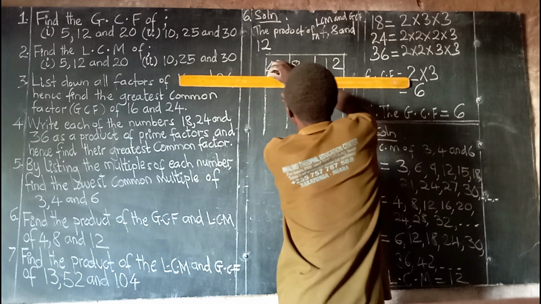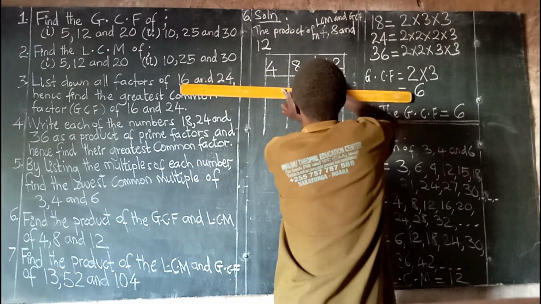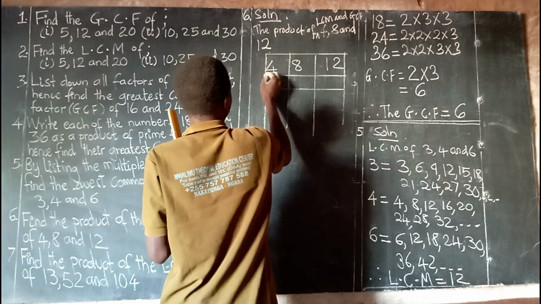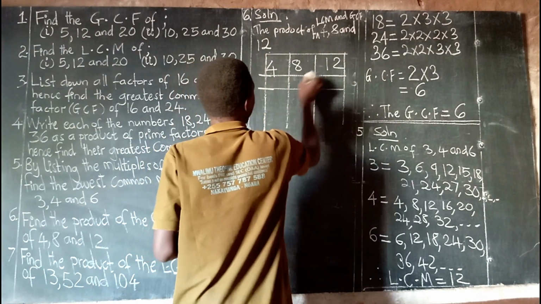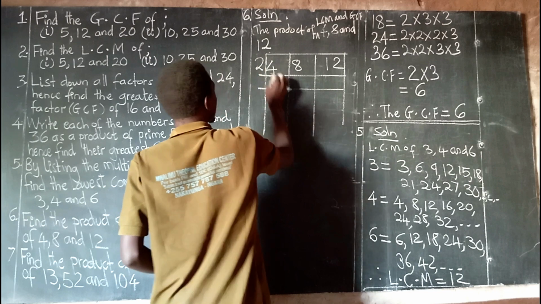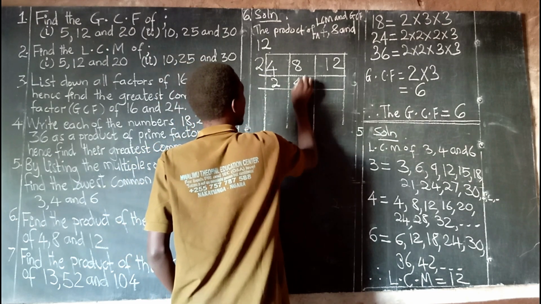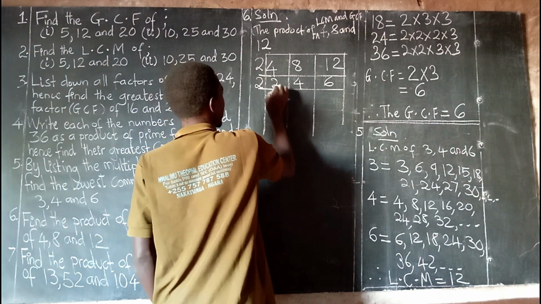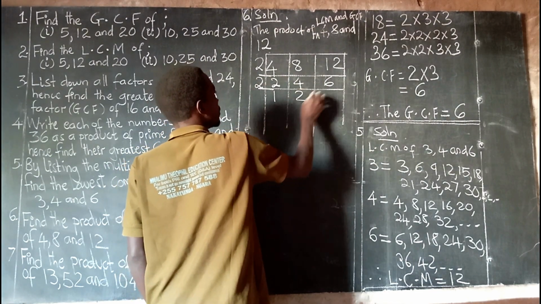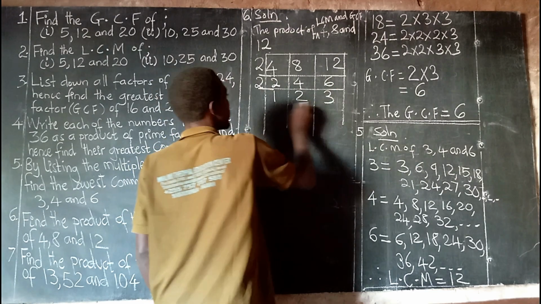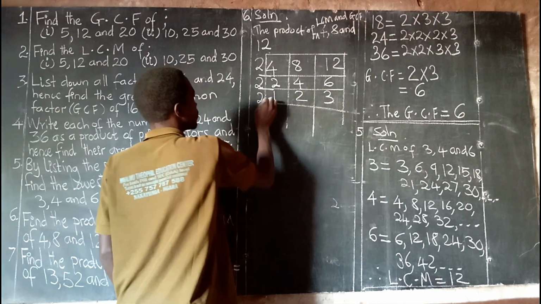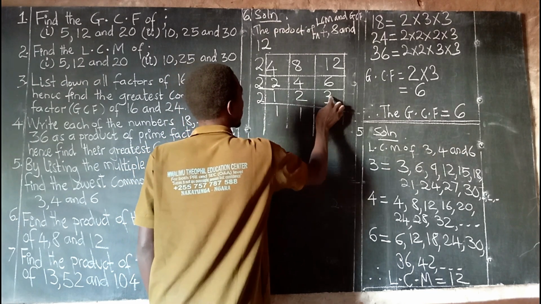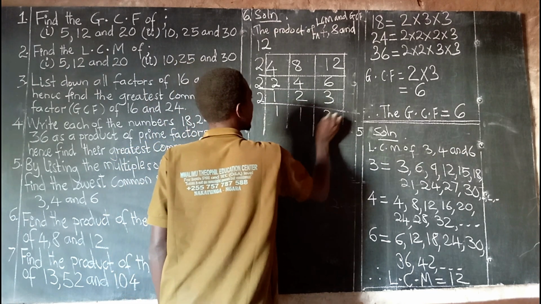Just we go. As you can see, now we are going to use the prime factors as usual, as the simplest method. So here, when you start with the 2, 4 over 2, we get 2, 8 over 2, we get 4, 12 over 2, we get 6. When we divide again by 2, 2 over 2, we get 1, 4 over 2, we get 2, 6 over 2, we get 3. When we divide again by 2, we get 1, 2 over 2, we get 1, 3 over 2, we get 3.